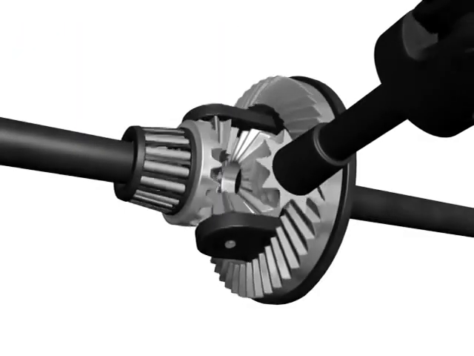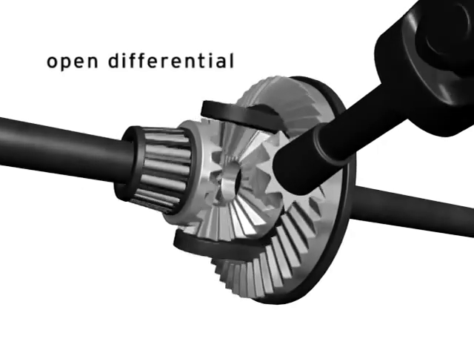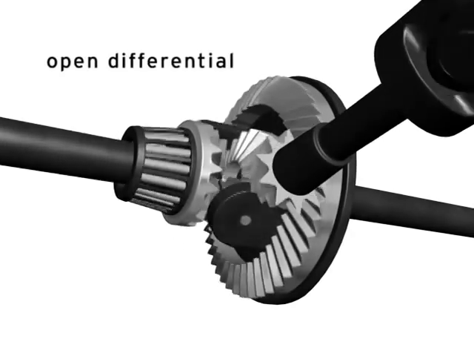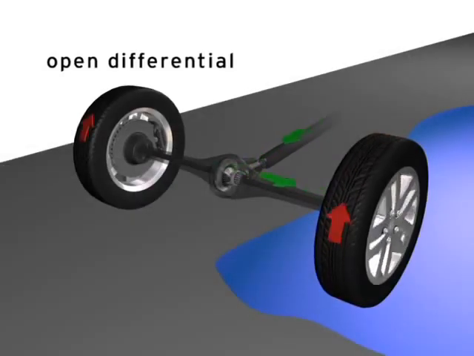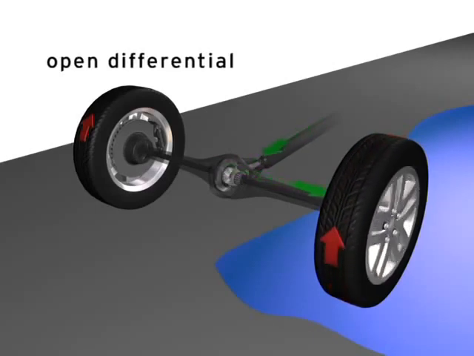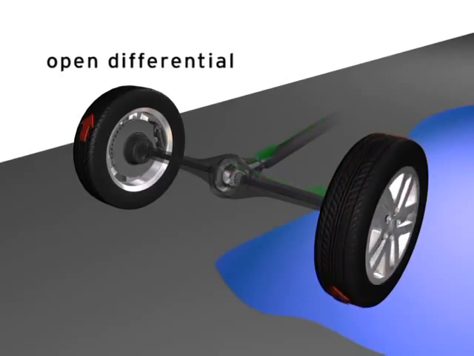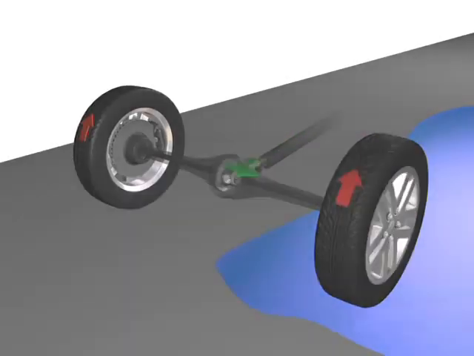This example is known as an open differential. Open differentials are inexpensive, lightweight, and require little maintenance. However, the major disadvantage of an open differential is that the engine's power follows the path of least resistance. This means that, in cases where one wheel has less traction than the other wheel, the engine's power will go to the wheel with the least traction.